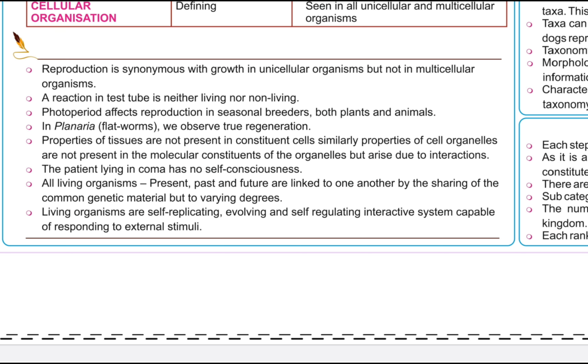A reaction in a test tube is neither living nor non-living. Photoperiod affects reproduction in seasonal breeders, both plants and animals. In planaria flatworms, we observe true regeneration. Properties of tissues are not present in constituent cells. Similarly, properties of cell organelles are not present in the molecular constituents of these organelles, but arise due to their interactions. The patient lying in coma has no self-consciousness.